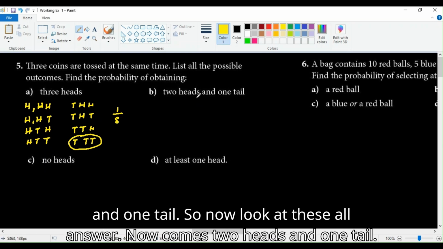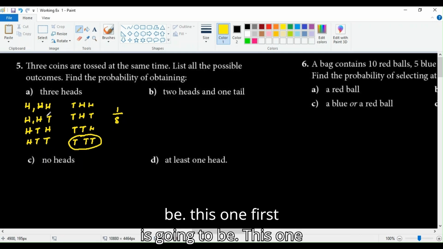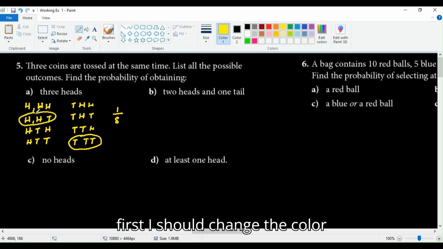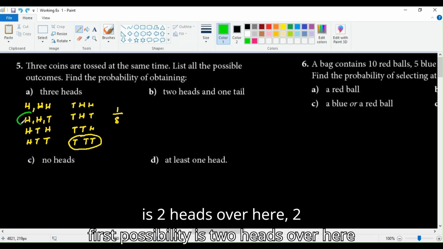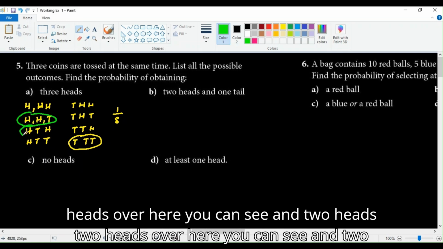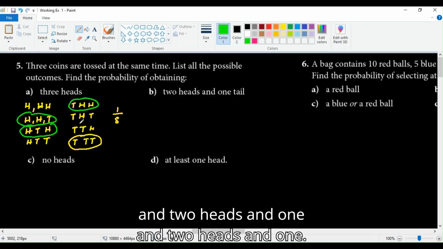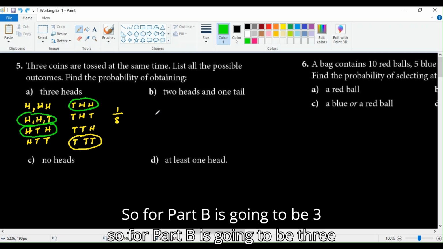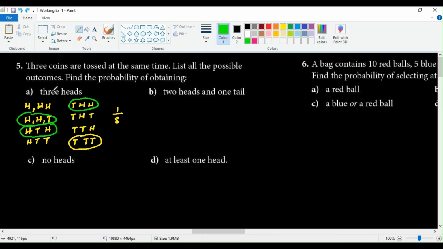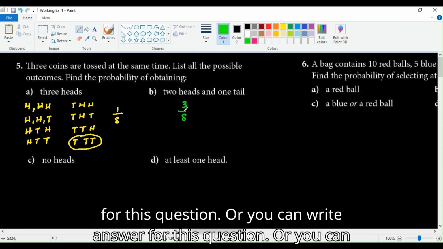Now comes two heads and one tail. So now look at all these possibilities. So two heads and one tail is going to be this one first. I should change the color first. First possibility is two heads over here, two heads over here, and two heads over here. Sorry, not this one. This is the tail one. So for part B, it's going to be three possibilities only. So 3 out of 8 is going to be the answer for this question.